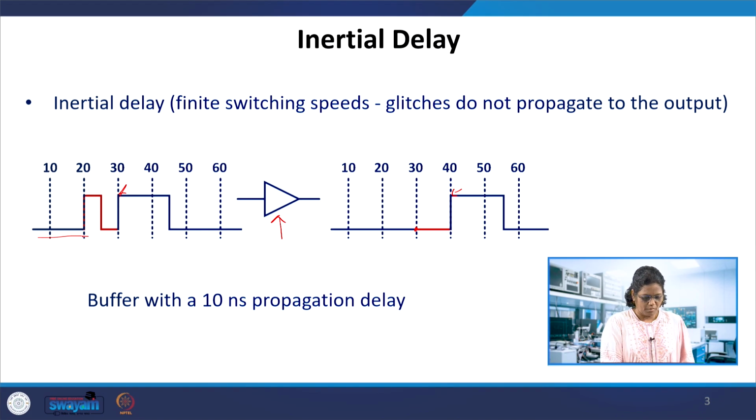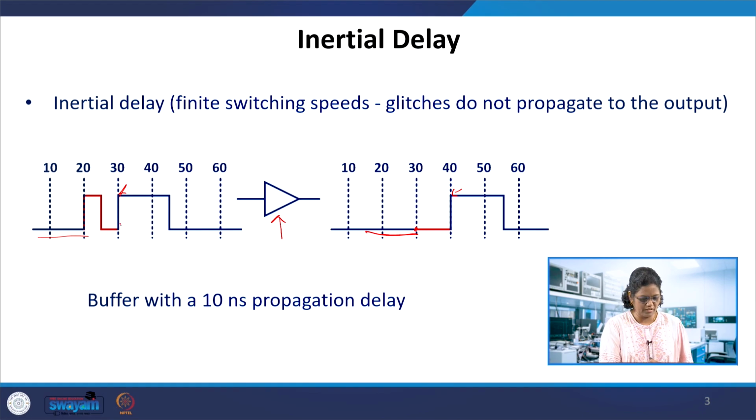The point at 20 is modeled here as 30, but the glitch change is not reflected in this case. Because of its short duration, the glitch which goes in does not come out, it falls away. This is the thing which is avoided in the inertial delay. You can see only the signal durations which stay longer than 10 nanoseconds are captured. If it is below 10 nanoseconds, it would not be reflected at the output. So this is the case of inertial delay with finite switching.